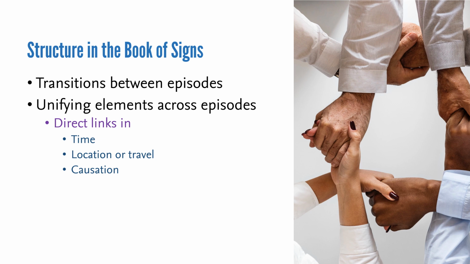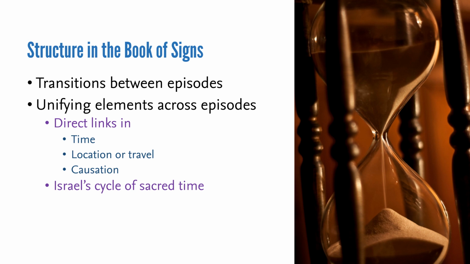But these direct narrative links aren't the only way John structures the Book of Signs. One of the main structuring devices John uses is Israel's cycle of sacred time. If we pay attention to the transitional summary statements in John, one of the things we'll notice is how often they connect events to Israel's sacred calendar. We aren't simply told that an episode takes place in a certain month or on a certain day. We're told that the episode takes place during one of Israel's major festivals. In fact, these time signals explicitly relate every one of the events in the Book of Signs to a sacred time, from the end of chapter 2 through to chapter 12.